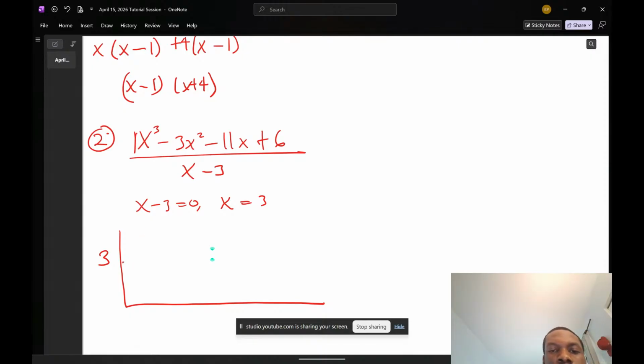So now this is 1x cubed. So we're going to write the coefficient of each of these terms on top. So this will be 1. Okay. This is minus 3. This is minus 11. And this is 6. Okay. So like I said before, the first time you just drop it. So this will be 1.